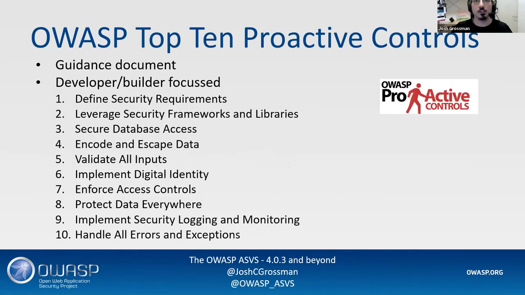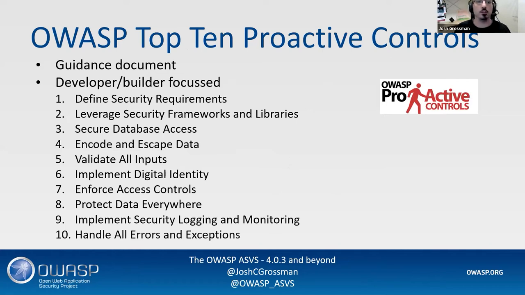So there's also another OWASP top 10. OWASP loves top 10s, as you may have noticed. And there's another top 10 that's called the top 10 proactive controls. So this is another really great project, and its focus is slightly different though. It's more of a guidance document, and it's about pulling out 10 best practices, 10 leading practices for building secure software.